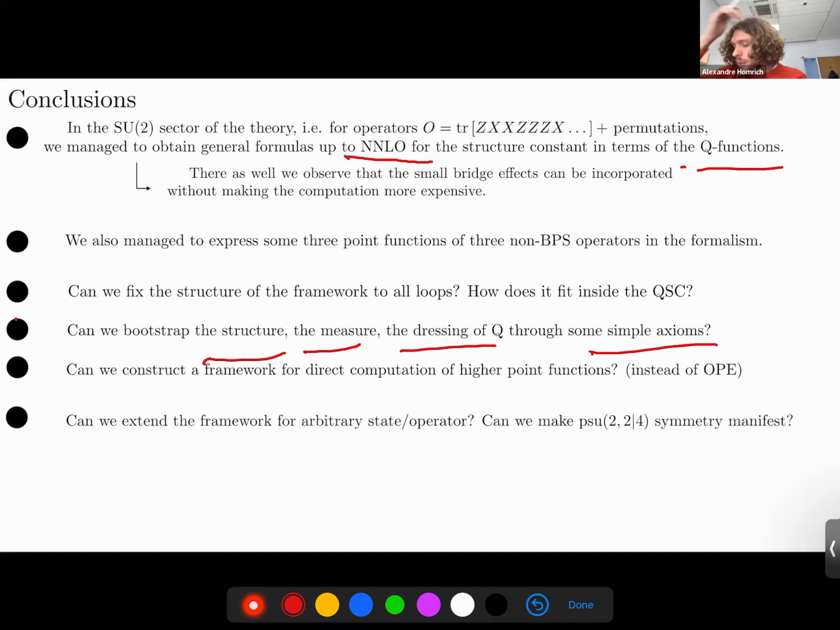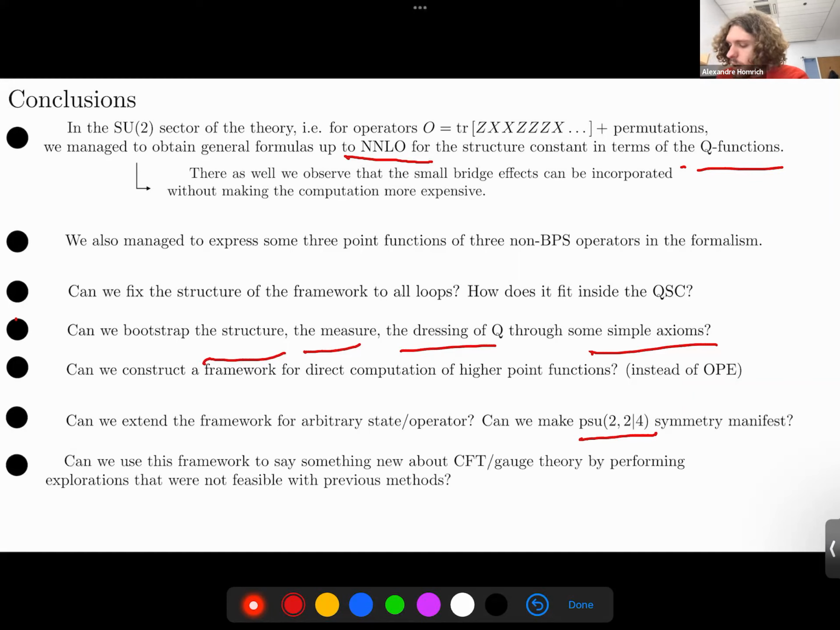And finally, the next point would be whether the framework can be extended for arbitrary state operators. We individually studied the SL2 sector and SU2 sector, having as guiding principle the rank 1 Baxter equations. The question is whether we can make the PSU(2,2|4) symmetry of the model manifest and start from some covariant description of the system and then develop this framework. And finally, and perhaps most importantly, whether we can use this framework to say something new about CFT and gauge theory by performing explorations that were not feasible with previous methods.